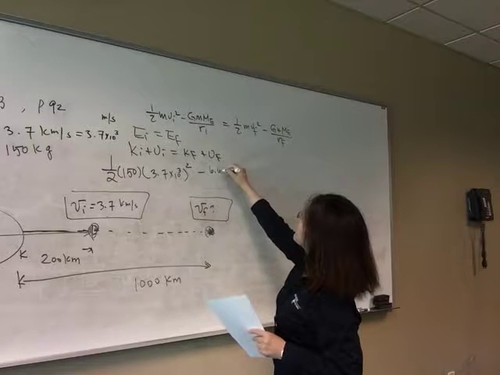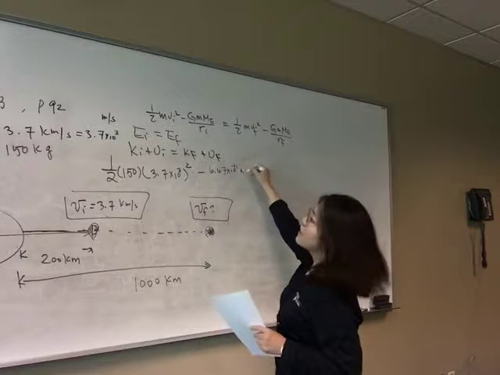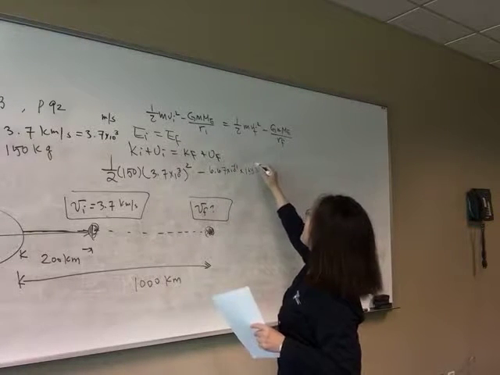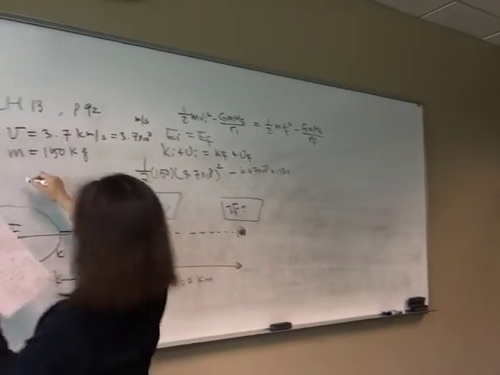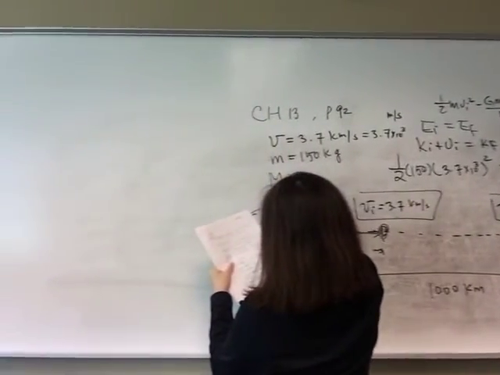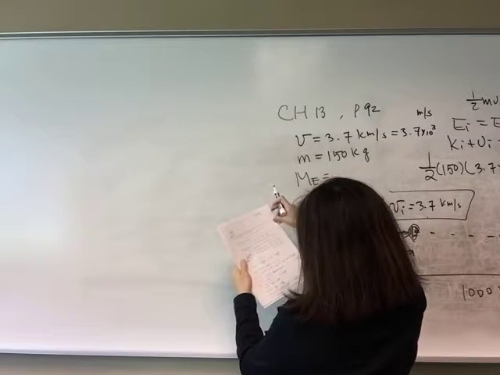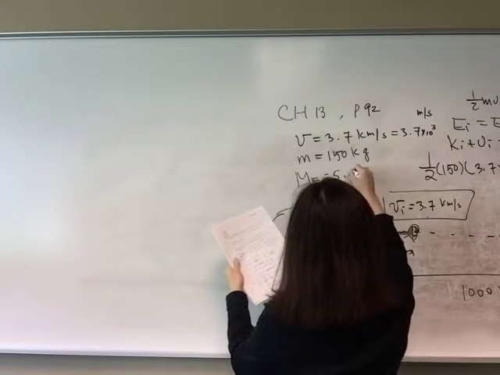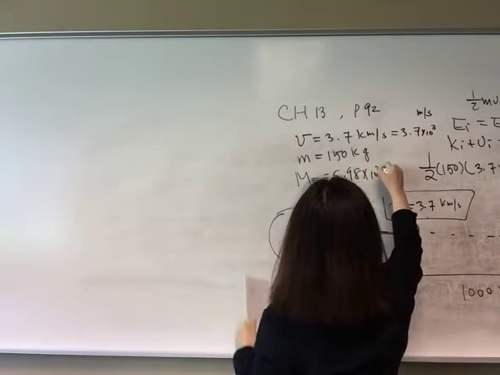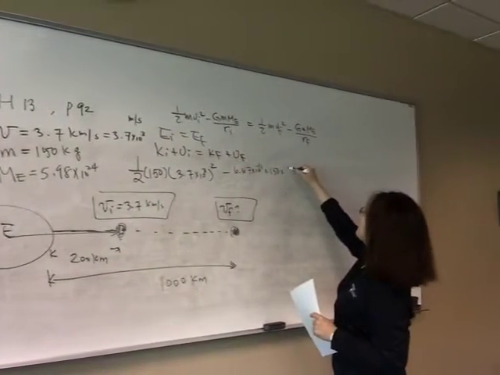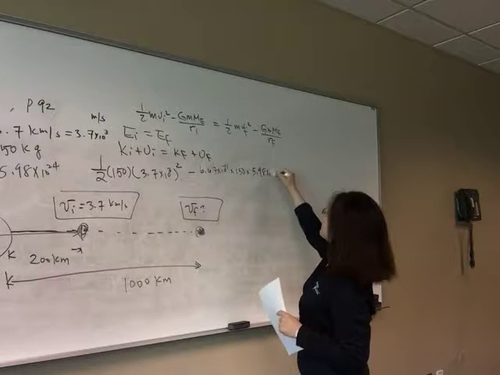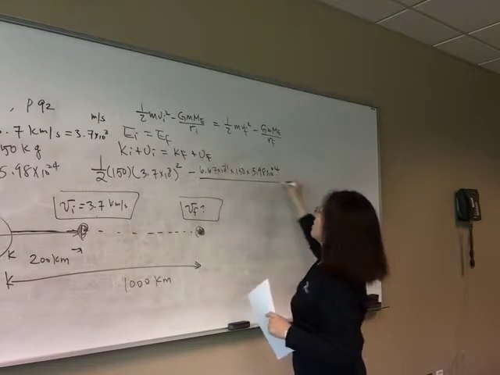So you have 6.67 times 10 to the negative 11, the mass again, and the mass of the Earth. That's your me. Your me is equal to 5.98 times 10 to the 24th. So you have this, and then times 5.98 times 10 to the 24th over Ri.